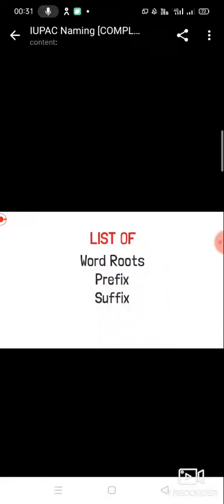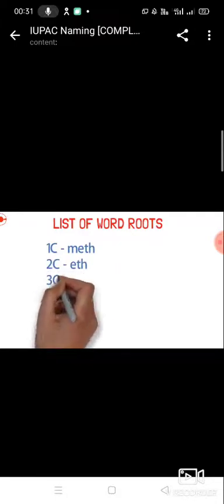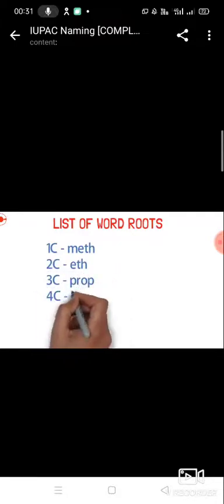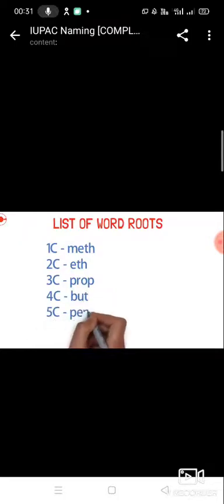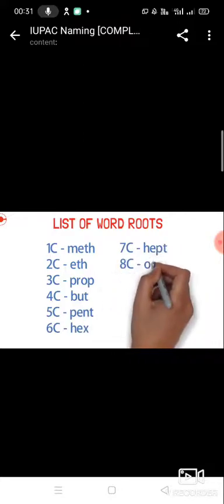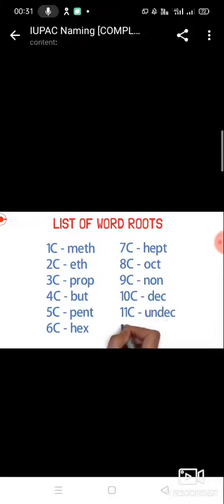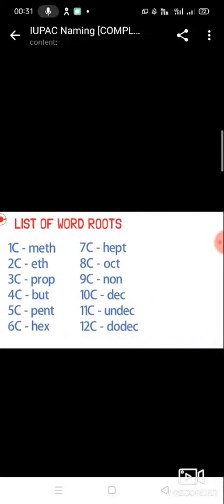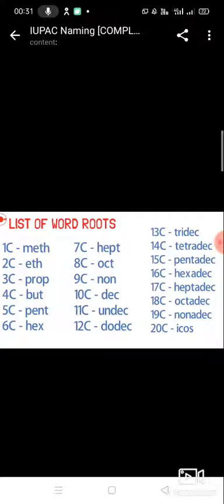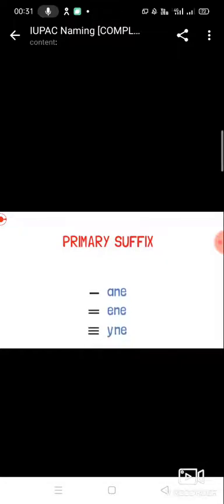Here is the list of word roots, prefixes and suffixes that can be used. Word root: if it contains a single carbon, methane, so methyl group. 2 carbon, ethane, ethyl. 3 carbon, propane, propyl. 4 carbon, butane. 5 carbon, pent. 6 carbon, hex. 7, hept. 8, oct. 9, nonane. 10, decane. 11, undecane. 12, dodecane.